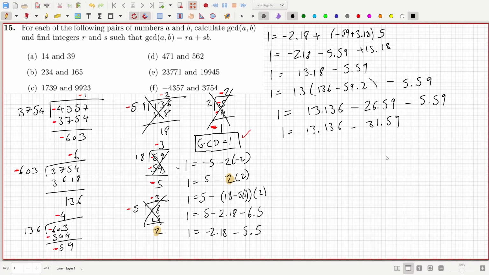Now, actually, before I continue, I'm going to check that still checks out. 13 times 136 minus 31 times 59. No! It's minus 61. Okay, let's see how far back I have to go. 13 times 18 minus 5 times 59. No, that's also minus 61. Minus 2 times 18 minus 5 times 5. That's minus 61 as well. What on earth? Sign mistake clearly somewhere. All right. That's right. 1 is 5. Okay.